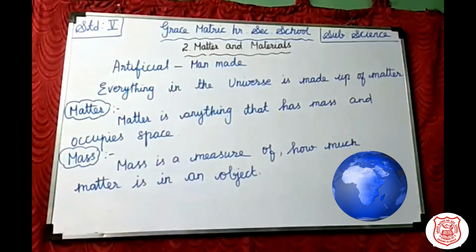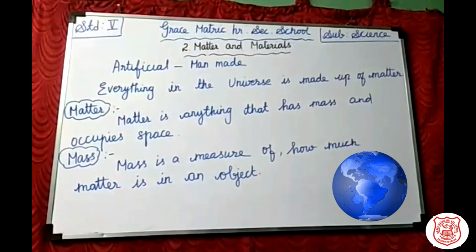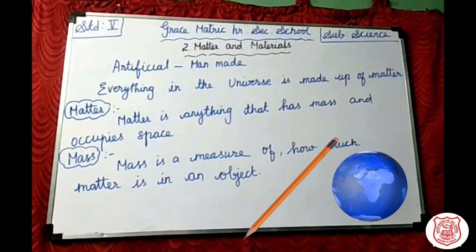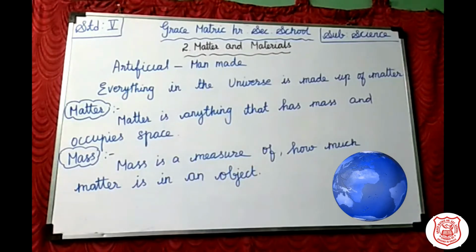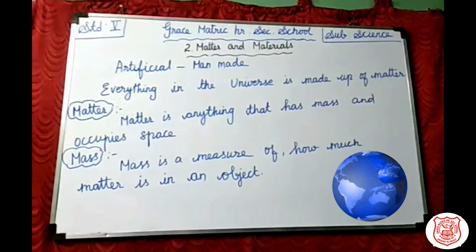Artificial means man-made things, the things which are made or created by human beings. Many man-made things are used in our daily life. For example, pen, pencil, ink, eraser, scale, etc. These are examples of man-made things. So, in this lesson, we will study more about different things used in our daily life and how they are obtained. Everything in the universe is made up of matter.